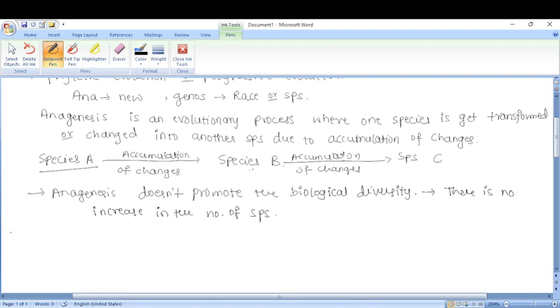Next point, anagenesis occurs within a lineage. That means there is no branching of the lineage. In anagenesis, there is no branching of lineage.